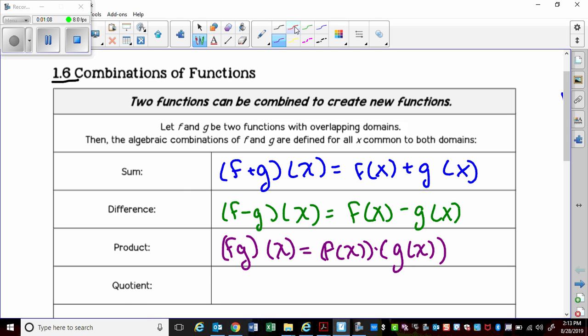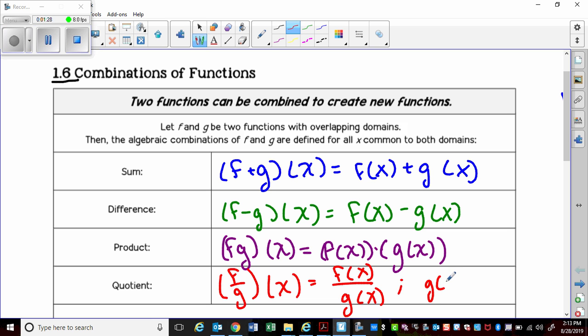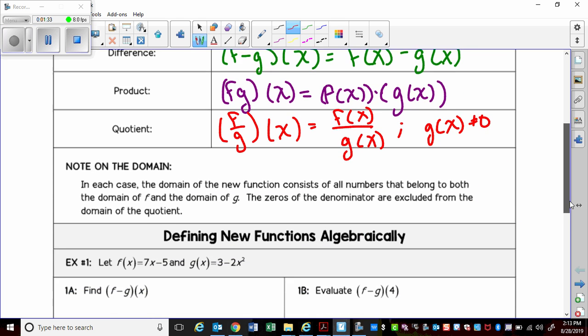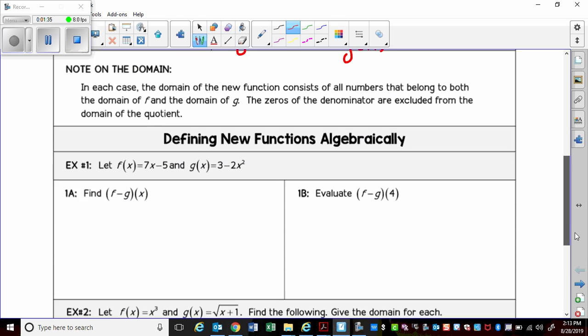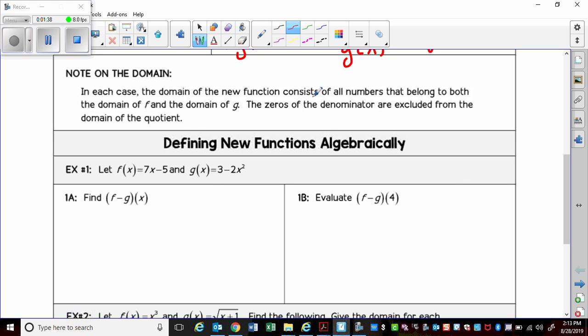The quotient means we're going to divide. So f divided by g of x is the same as f of x over g of x. Pretty straightforward, right? We have to put a little disclaimer in here: as long as g of x doesn't equal 0. Remember, we can't have 0 in the denominator. In each case, the domain of the new function consists of all numbers that belong to both the domain of f and the domain of g.